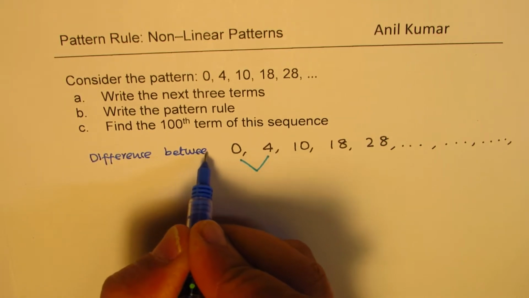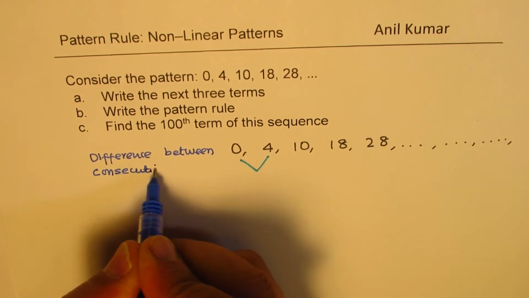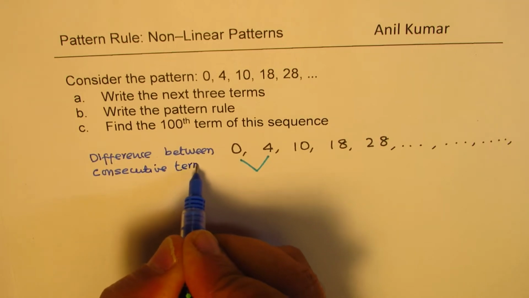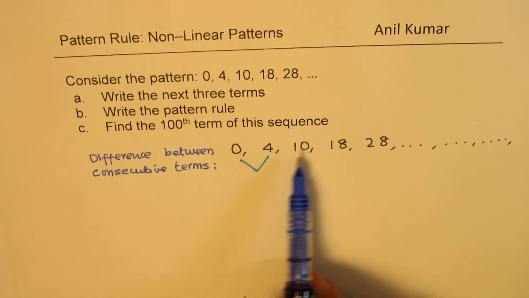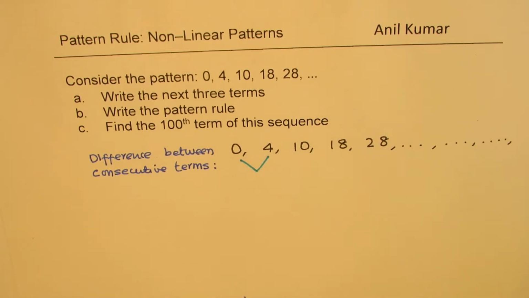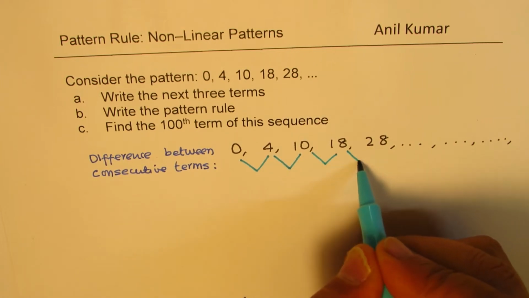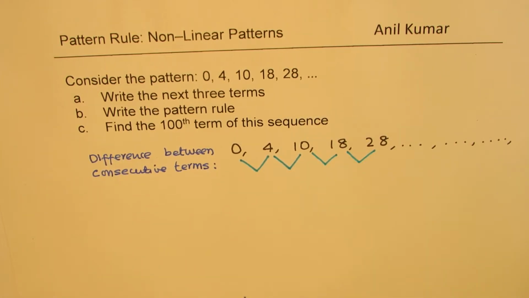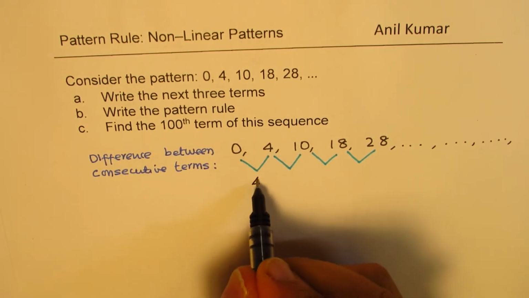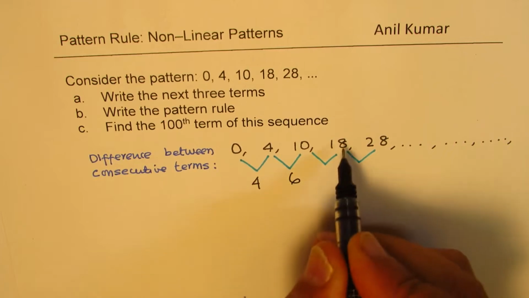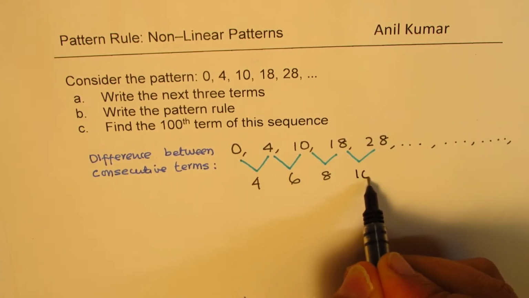between consecutive terms. So the next term is the consecutive term, right? So we'll find the difference between these terms. 4 minus 0, so we'll do that. So it is 4. 10 minus 4 is 6. 18 minus 10 is 8. And 28 minus 18 is 10.